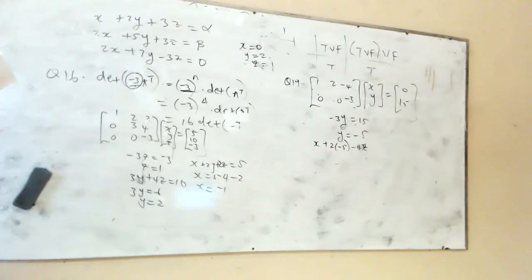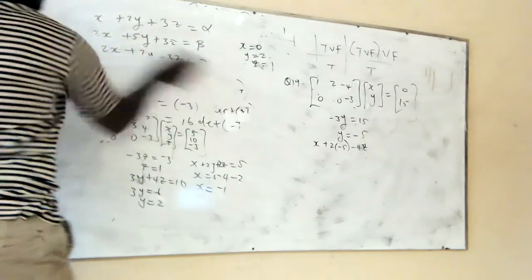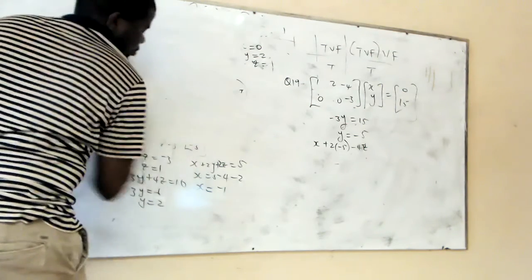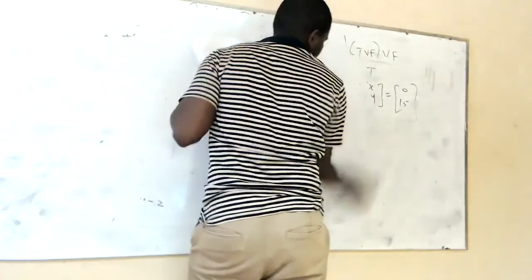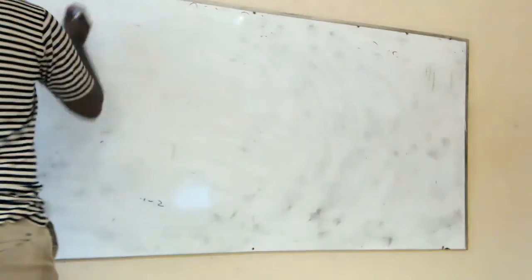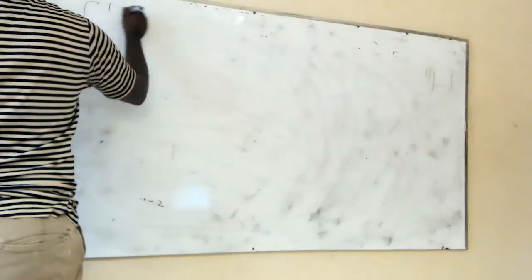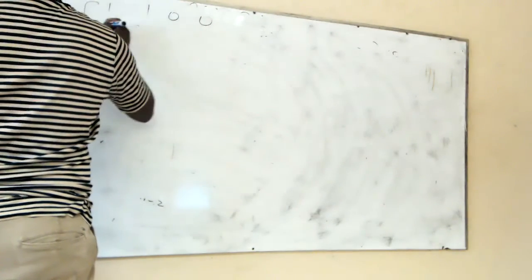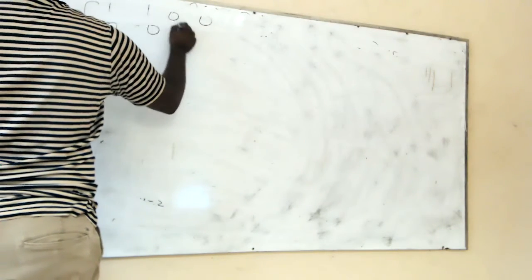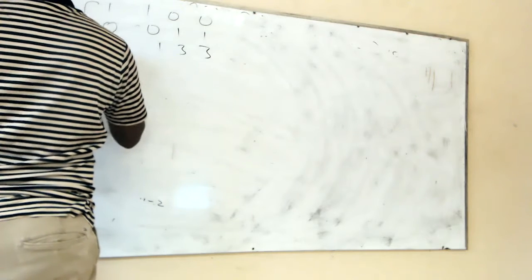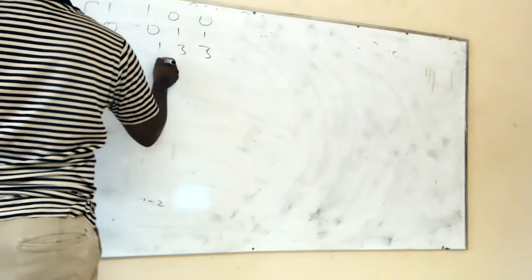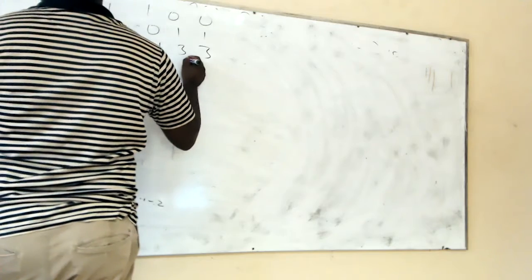Okay, let's do that and see where I will get to the answer. So we have the matrix with rows 1 1 0 0, 0 0 1 1, 1 1 3 3, negative 2 negative 2 1 1, and then 1 2 7 1.